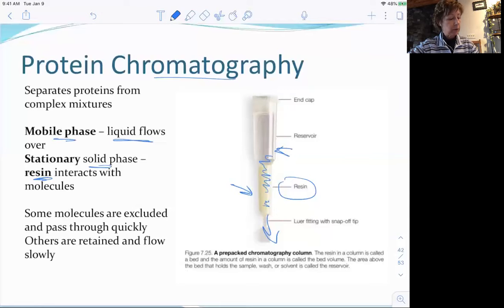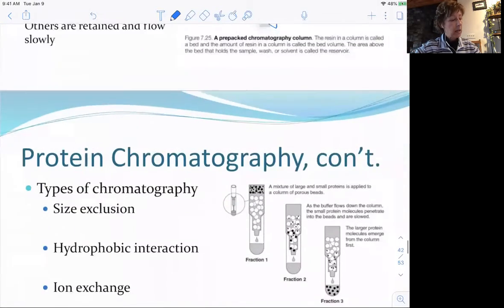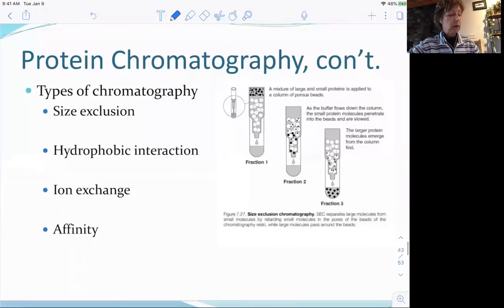Some molecules are going to be excluded and will pass through quickly, and others are going to be retained by the column and flow through more slowly. That differential interaction with the resin, and there are lots of different kinds of resins or columns you can get, will help that separation. So, some basic types of chromatography: we can use what's known as size exclusion.